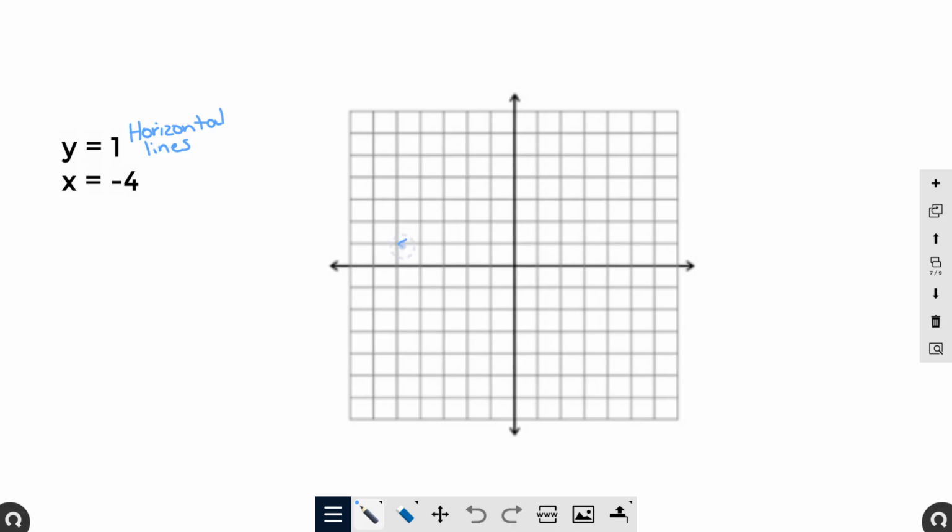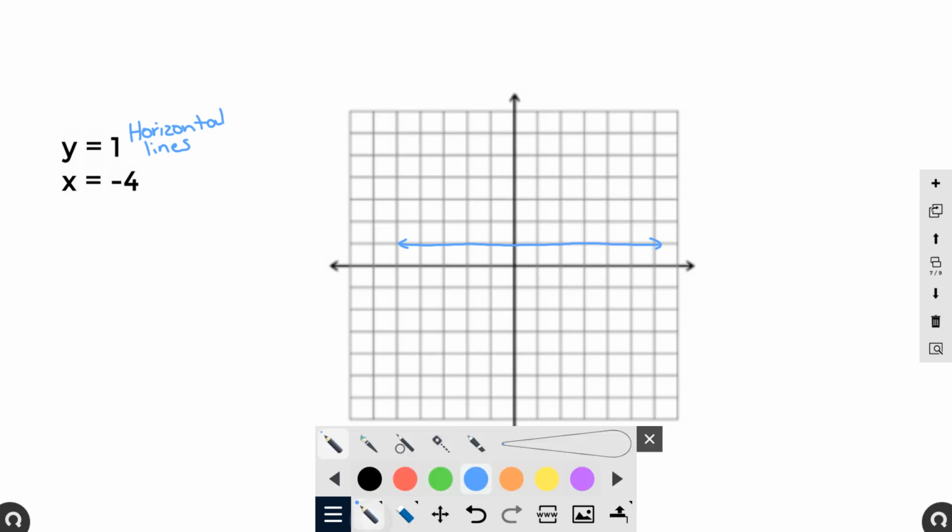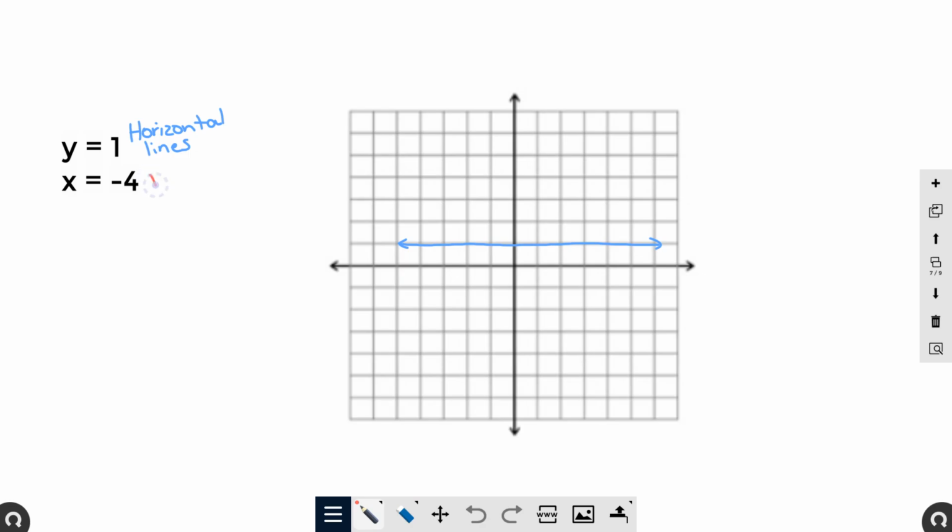So if y equals 1, we're going to go to where y equals 1 and we're going to draw a horizontal line through all of those points. Because at all of those places, the y value is 1, right? 0, 1, 1, 1, 2, 1, 3, 1, 4, 1, 5, 1. Good. So what is x equals then? Vertical line. So we're going to go to negative 4 and draw a vertical line.